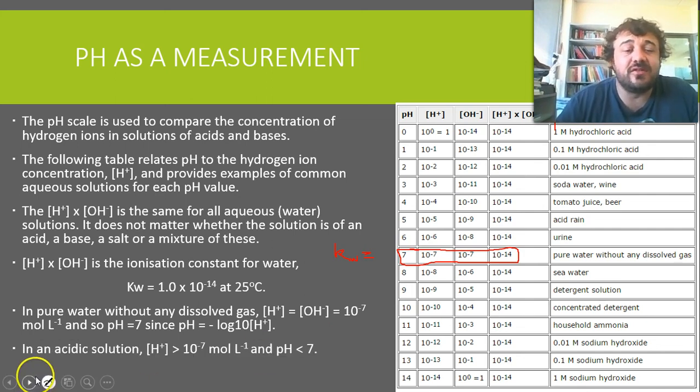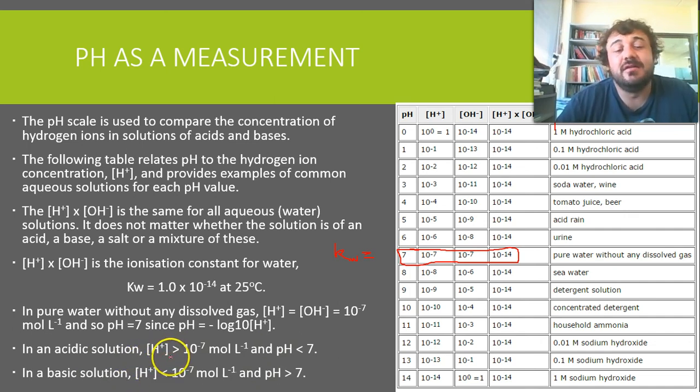So in an acidic solution, the concentration of this is higher than 10 to the minus 7 moles per liter, and the pH is less than 7. In a basic solution, the concentration is lower than 10 to the minus 7 moles per liter, and the pH is greater than 7.